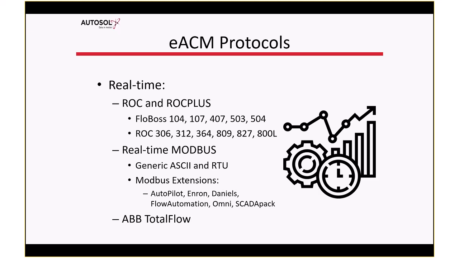We have the full ROC and ROC Plus suite that is available in the oil and gas industry. So FlowBoss 104, 107, 407, 503, and 504, as well as ROC 306, 312, 364, 809, 827, and 800L. A ROC 809 will be part of the demo portion at the end of this presentation.